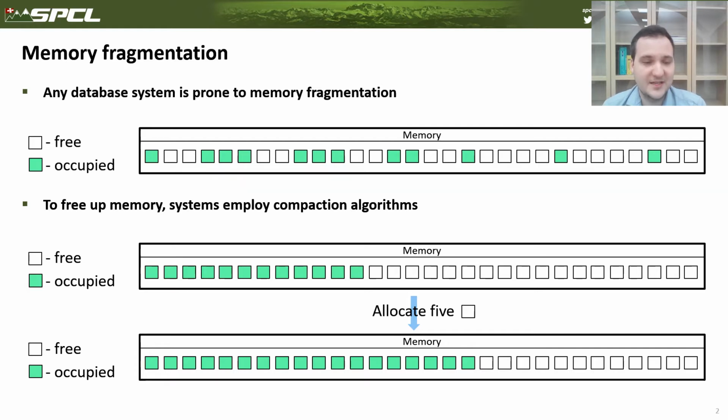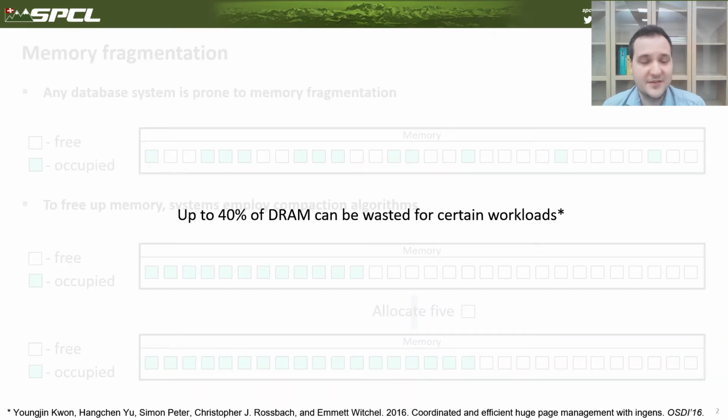Actually, memory fragmentation has a negative effect on systems as it wastes DRAM. And it was reported by previous researchers that for certain workloads, up to 40% of DRAM can be wasted. So the system just cannot use up to 40% of the DRAM it could potentially use.